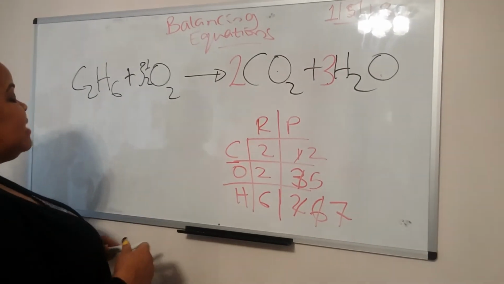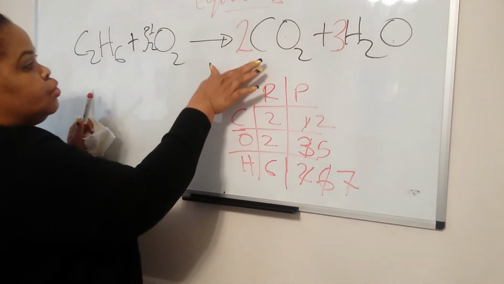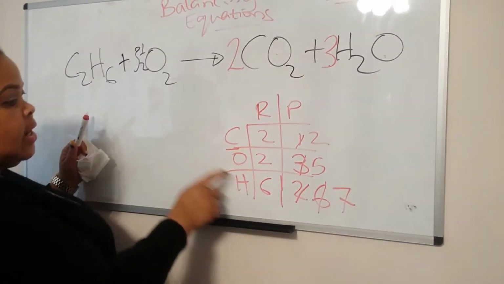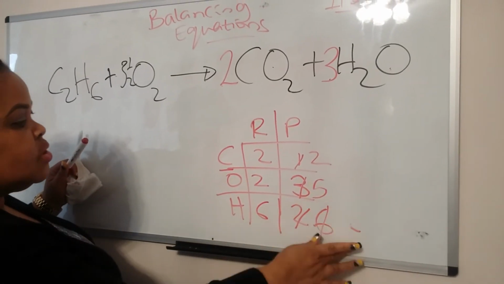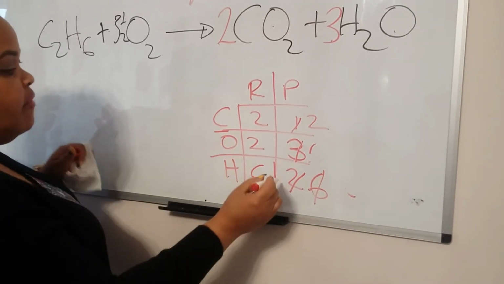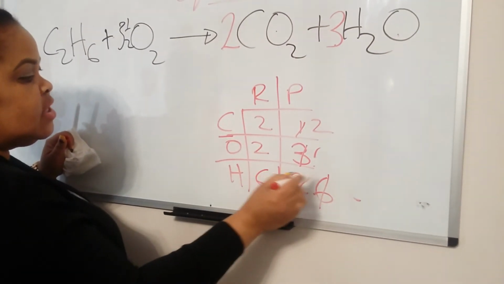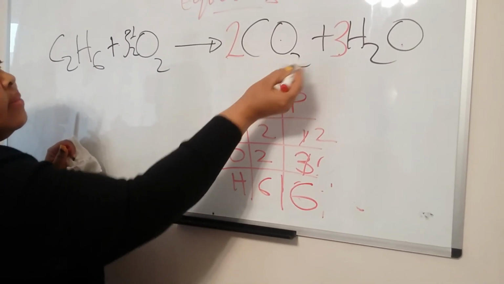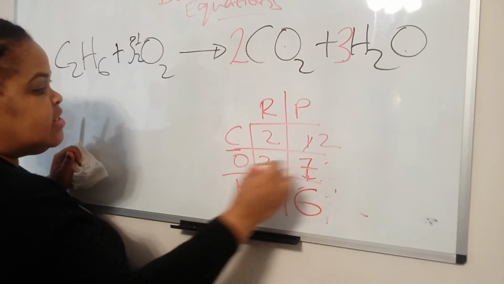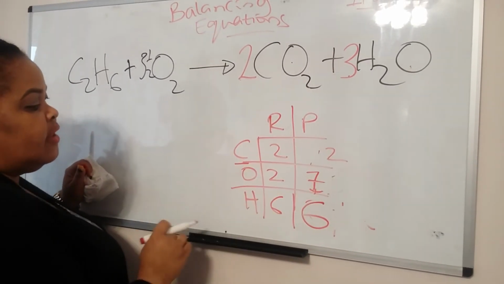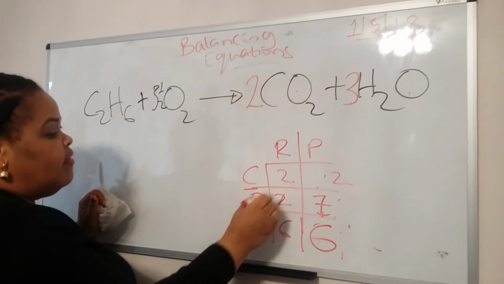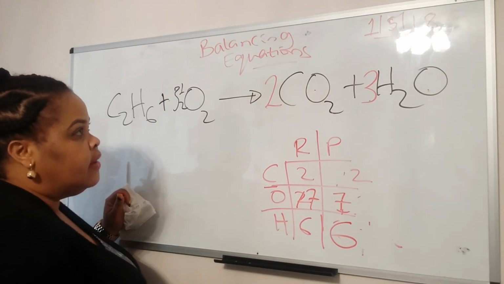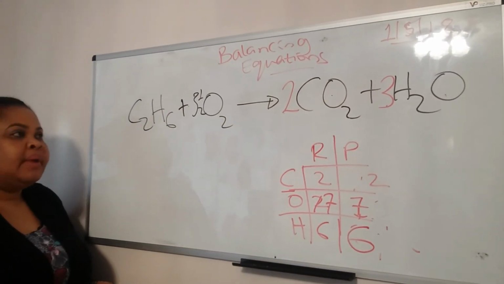Let's count: 2 of carbon, 2 of carbon. Then we have 6 of hydrogen, 6 of hydrogen. Oh, hang on, it was the oxygen that was 7. The oxygen on this side is 2 times 2 and 3. So when we put 3.5, we end up with 7. So 2, 2, 7, 7, 6, 6. We are game. So that is a very simple way of balancing equations.